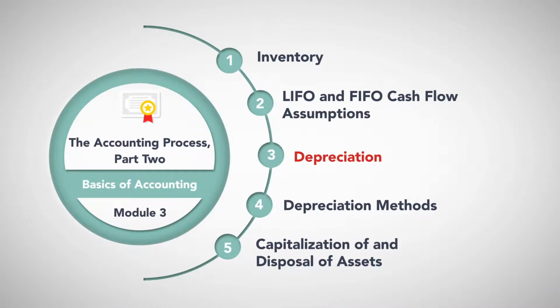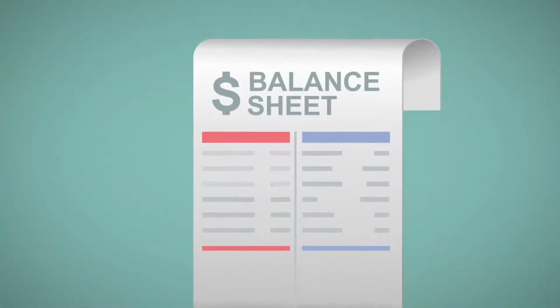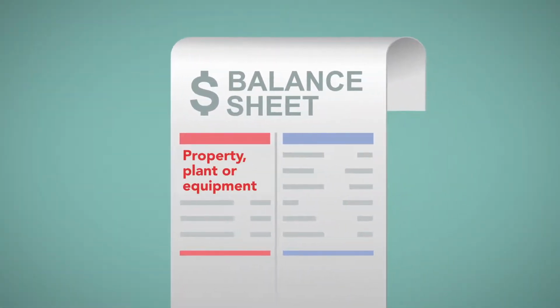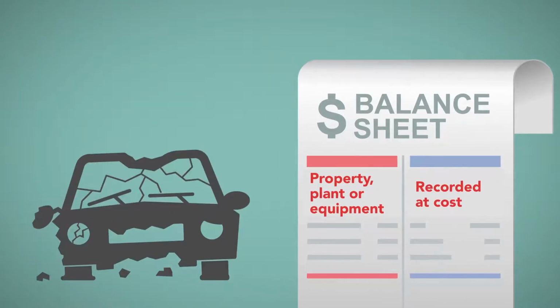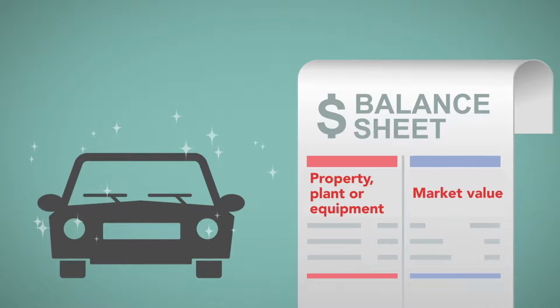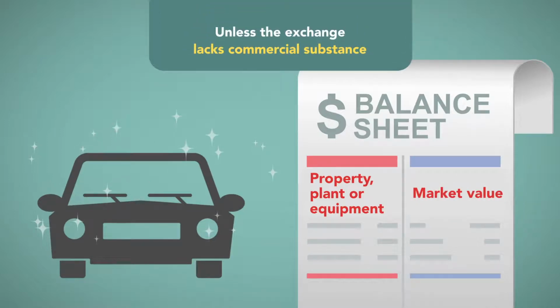Depreciation. When a company acquires fixed assets, such as property, plant, or equipment, they are recorded at cost. When a fixed asset is exchanged for something other than cash, the asset is recorded at market value, unless the exchange lacks commercial substance.